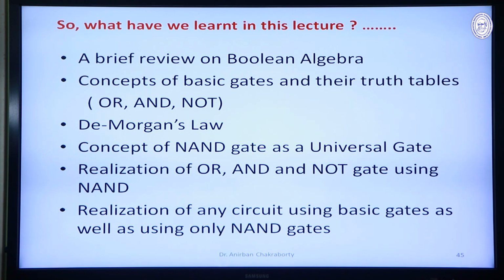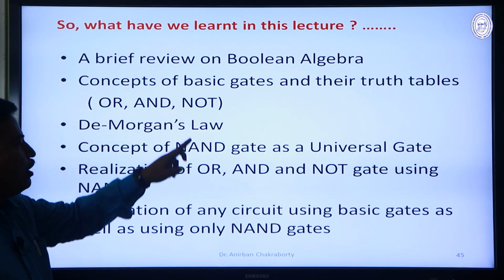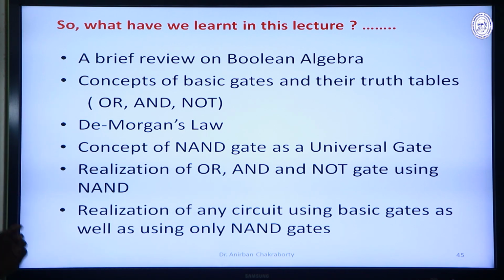Although there are two De Morgan's laws, in this session we have given thrust only on the first law because we have applied the circuits using NAND gates. Next we learned the concept of NAND gate as a universal gate, means any gate can be realized using NAND. First we realized the basic gates, means OR and NOT gate using NAND gate. Next we learned the fact that if any circuit is there, first we draw it using basic gates, next we convert it using only NAND gates.